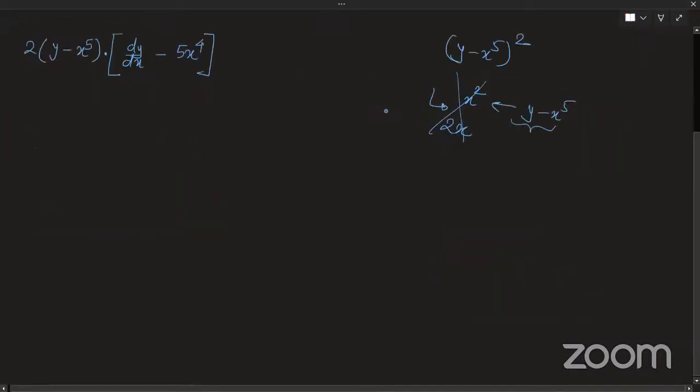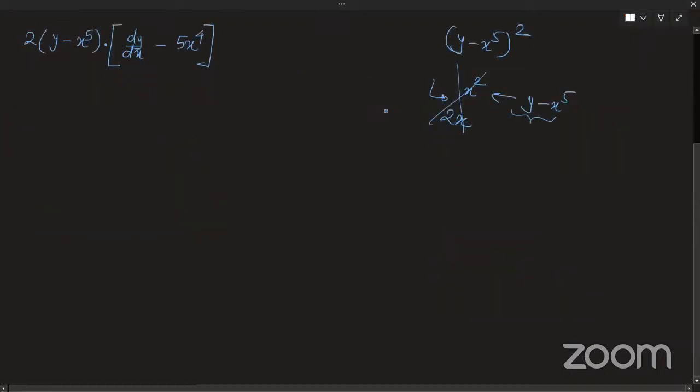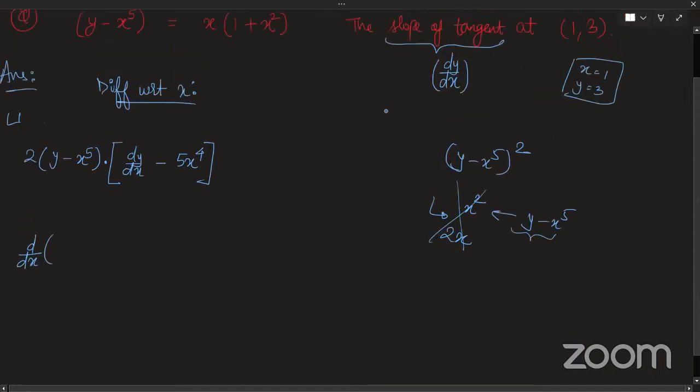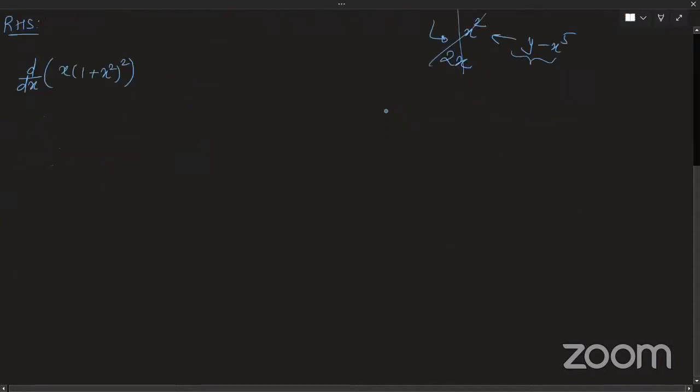Great. Now let us do the right hand side. So this was my left hand side, now I'll do the right hand side. So it is x into (1 plus x square) whole square. It is a product of two functions. How do you differentiate a product of two functions? You take the derivative of one at a time, right? Yes, sir.